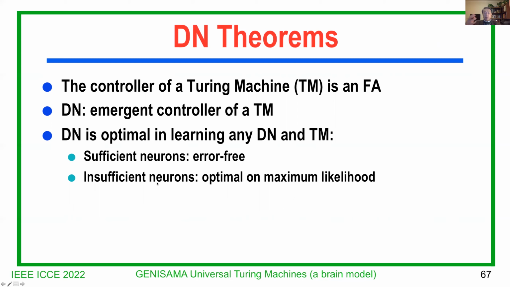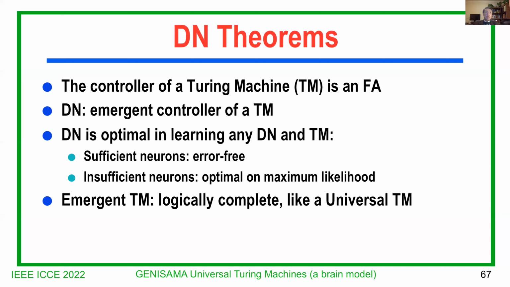But the real world is open-ended, right? You go around, you live on, and the number of inputs will be more than the number of neurons you have, very quickly, and you do not have sufficient neurons. Then we already proved that it's optimal in the maximum likelihood. So basically, there's no local minimum here. All the neurons are optimal given the number of resources. And emergent Turing machines are logically complete.